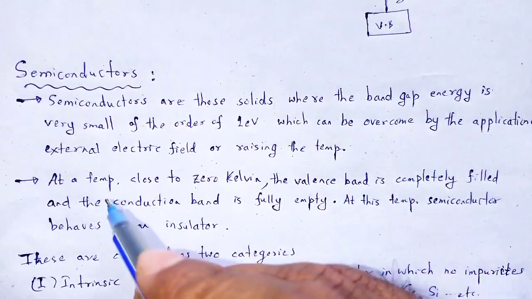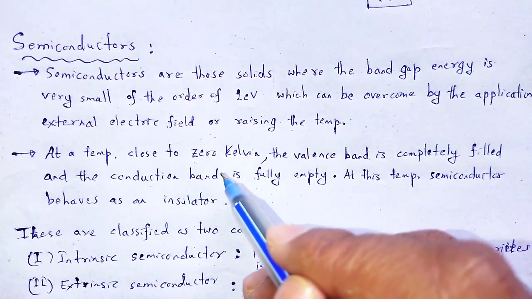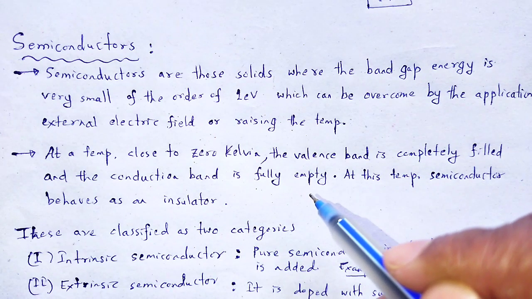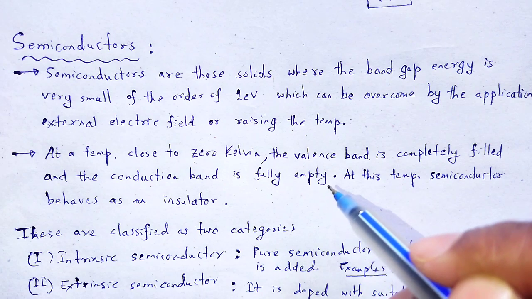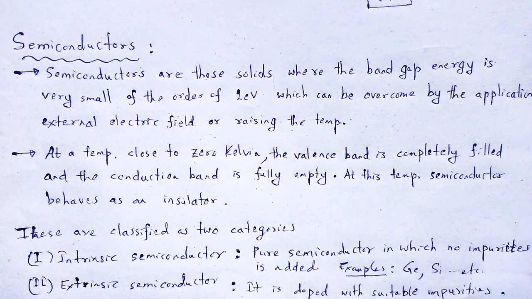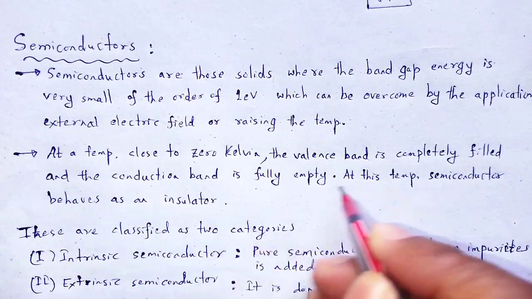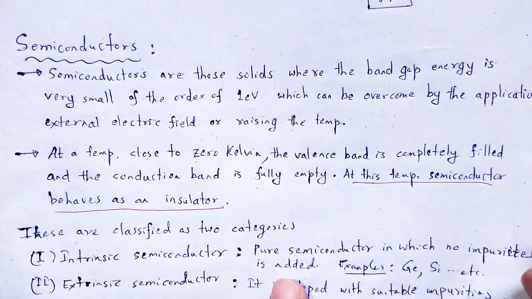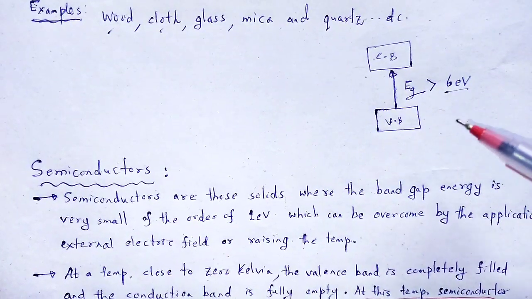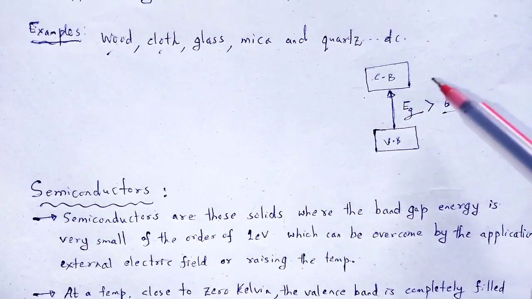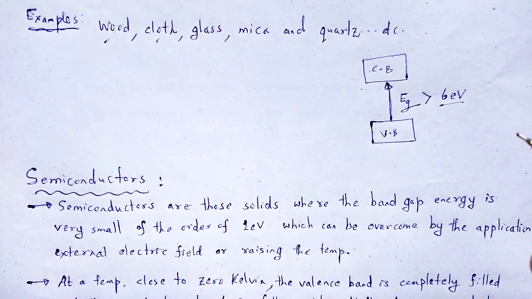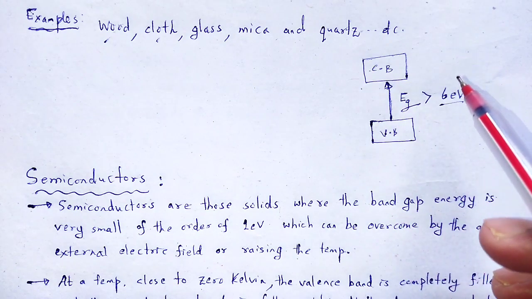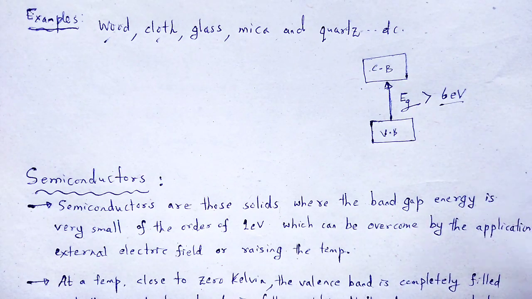In that case, at 0 Kelvin temperature, the valency band is completely filled and the conduction band is fully empty, and at this temperature the semiconductor just behaves like an insulator. At 0 Kelvin temperature, since the valency band is completely filled and the conduction band is completely empty, the semiconductor behaves like an insulator.